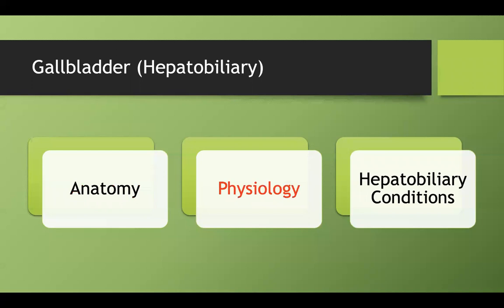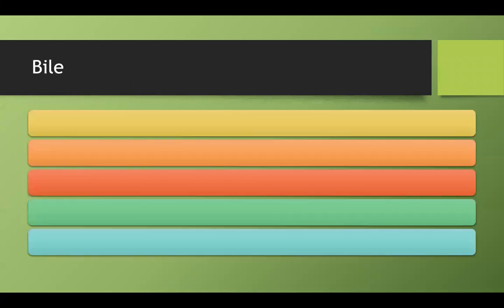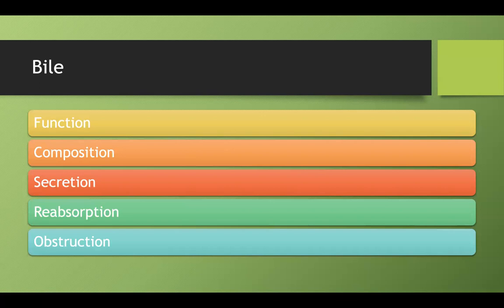Let's talk about physiology. And when we're talking physiology, I really want to go in depth about bile and all of its components. So we'll talk about bile function, composition, bile secretion, reabsorption, and finally we'll talk about what happens when you have biliary obstruction and all the symptoms associated with that. So starting with function, there's four main functions you should know with bile.